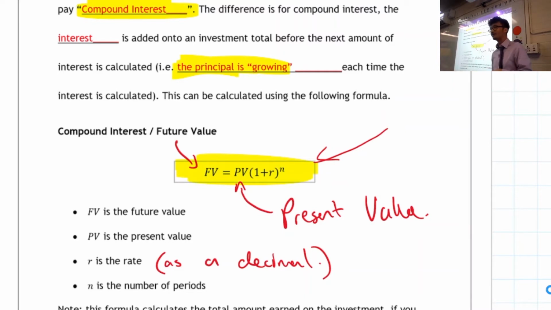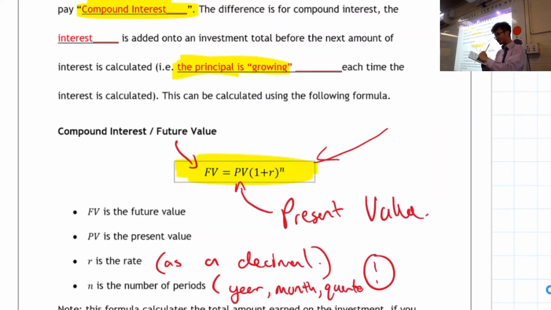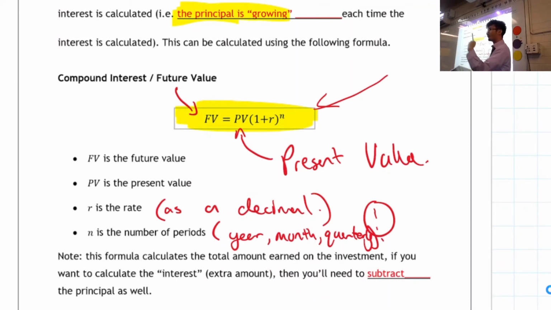N is the number of periods. What do I mean by that? Periods can refer to any kind of time period. For example, the most common one is each year, right? But you have to be really careful. Sometimes, and I'm going to put a little exclamation mark here, you'll have to check, because they may want it for each month, or they may compound things quarterly. So just be aware of that. They can change how often they compound things, and that will affect the number of periods. I'll give you some examples of that later on.